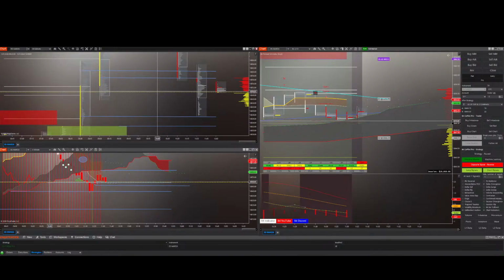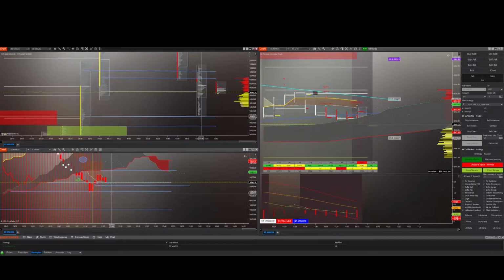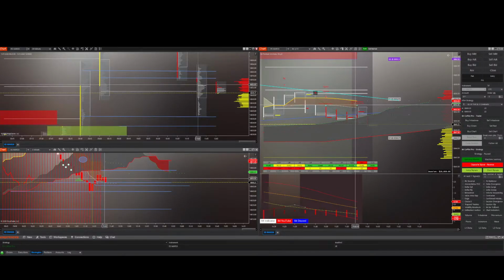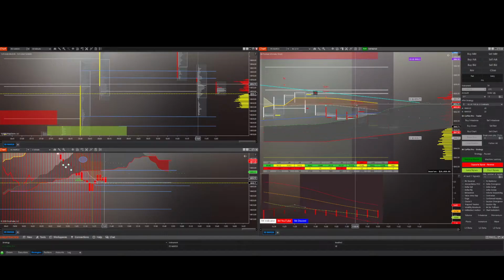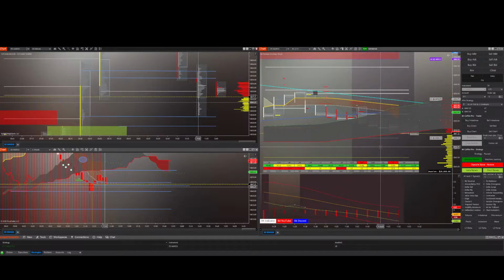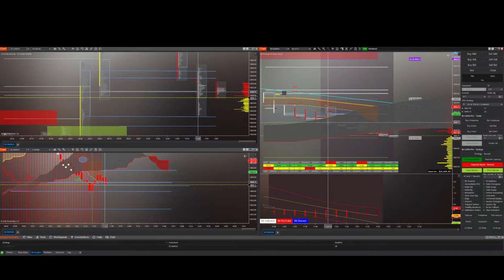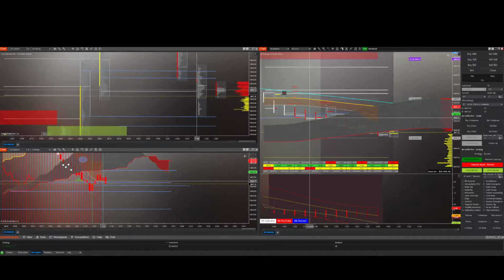Ichimoku, guys, is amazing. Boom. Seller starting to dominate here. That would have got us in short. This would have actually got us in short here if we'd had it turned on.